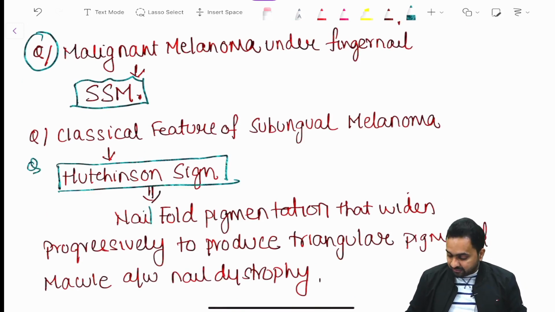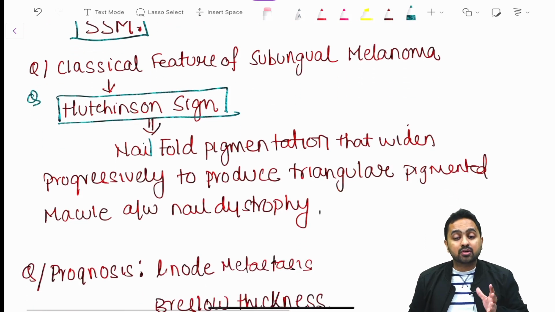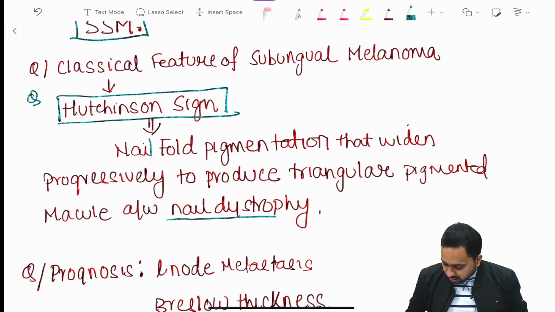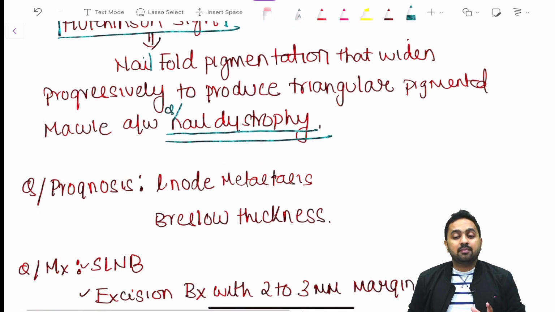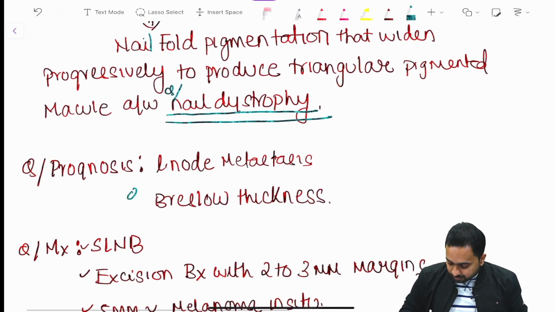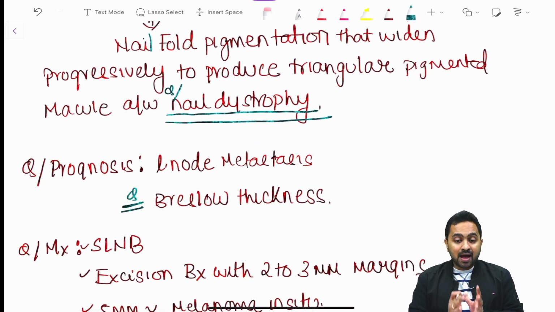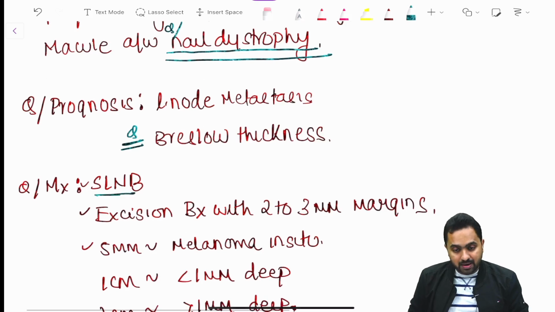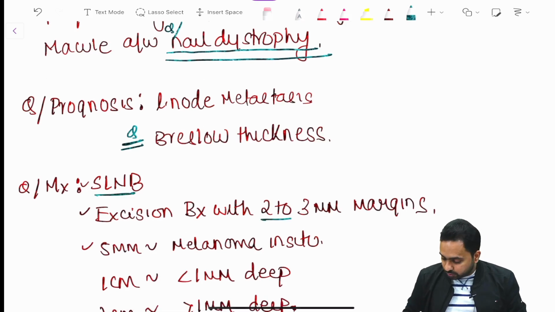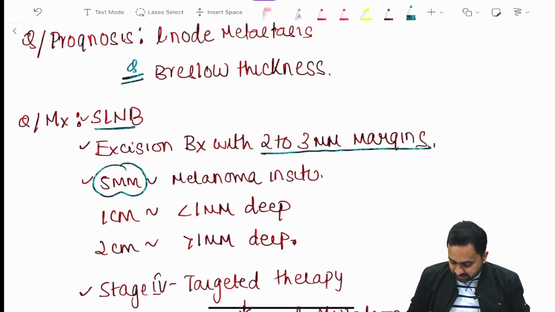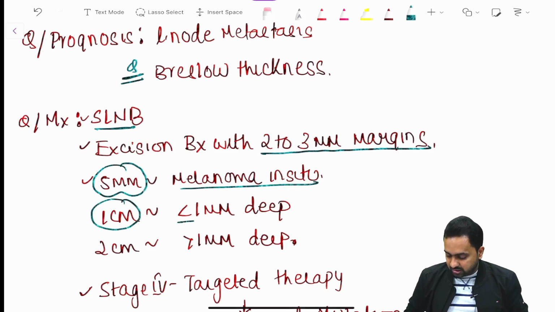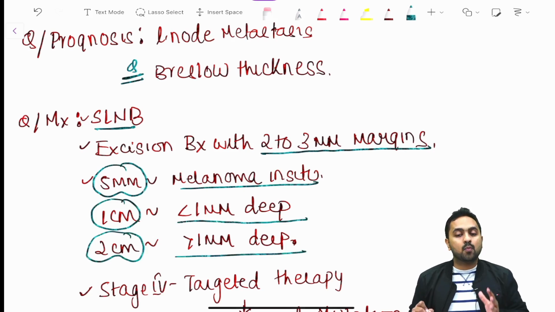So you have this nail fold pigmentation that widens progressively to produce a triangular pigmented macule that is associated with nail dystrophy, right. And the prognosis is dependent upon the lymph node metastasis and your Breslow thickness. The management would include your sentinel lymph node biopsy and excision biopsy with 2 to 3 mm margins. In case of melanoma in situ, we have a margin of 5 mm, a 1 centimeter margin if it is less than 1 mm deep, and a 2 centimeter margin if it is more than 1 mm deep.